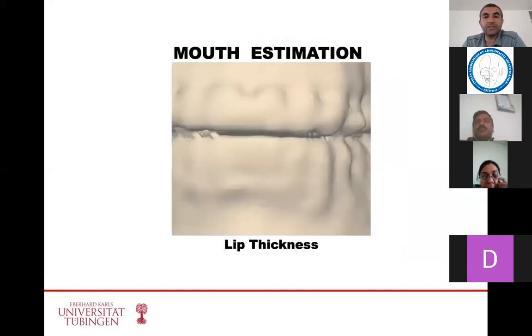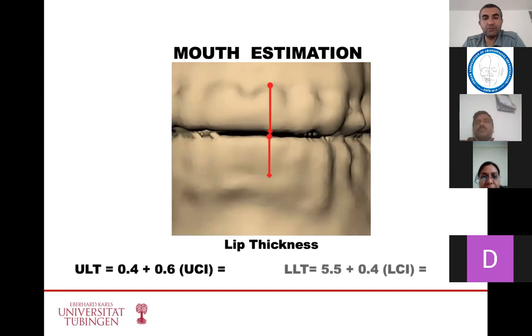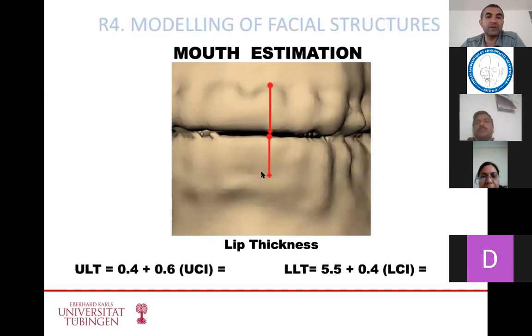What is next is the thickness of the lip. We also have some formulas for it. We take some measurements on the mandibular and the maxillary central incisors, and when you put them into our regression formula, we get the thickness of the upper lip and the thickness of the lower lip.